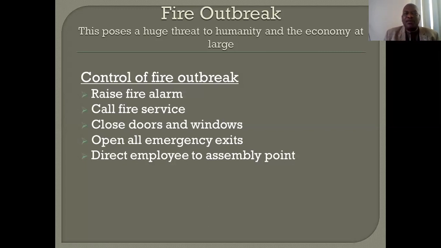4, open all emergency exits. Emergency exit for evacuation, especially for the inhabitants within the building where people can exit in order for the fire not to burn them. Lastly, we have to direct the employee to fire assembly point. In any building, there used to be fire assembly point. This is a point whereby if there is a fire incident, everybody will rush to that area for evacuation.